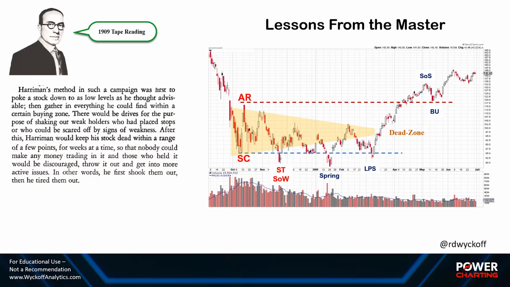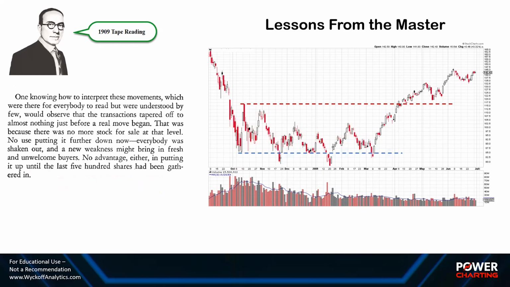Again, 100 years later than the lesson that Mr. Wyckoff is teaching us here. One, knowing how to interpret these movements, which were there for everybody to read, but were understood by few, would observe that the transactions tapered off to almost nothing just before a real move began. That was because there was no more stock for sale at that level. It had all been absorbed by strong hands.